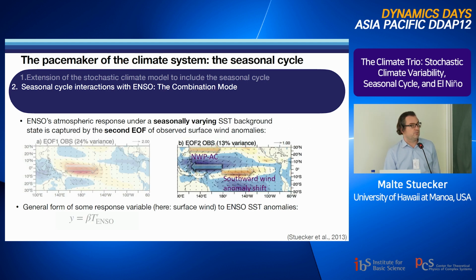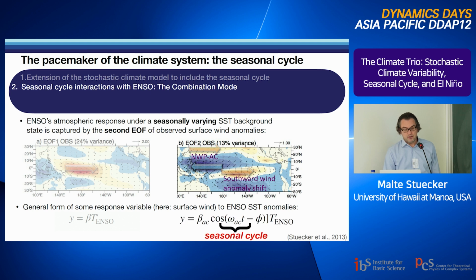Now, if we look at the second empirical mode that's orthogonal to the first one, we see this interesting pattern that has a lot of features that are critically important in terms of impacts. One being this anomalous low-level circulation in the Northwestern Pacific that has very strong impacts on the East Asian monsoon system. And then we also see this southward shift of the anomalous winds that's also critical for the termination of El Niño events.